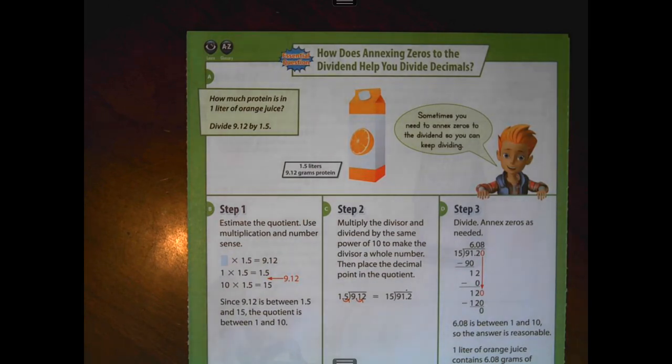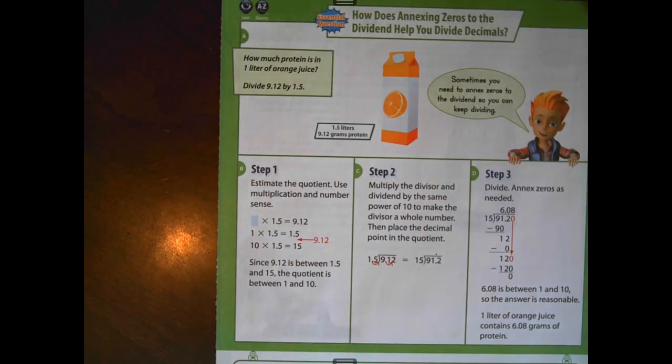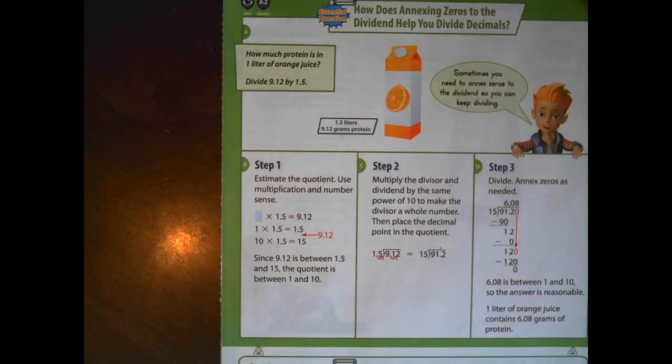And if you remember, in 5th grade, we typically divide and we can stop when we get a decimal number out to the thousandths place, because we usually simply round our answers in 5th grade to the nearest hundredth if they keep on going. All right, so let's take a look at this. Step 1, they're asking you to estimate the quotient, and they're using a little bit of multiplication and number sense here to help you get this.